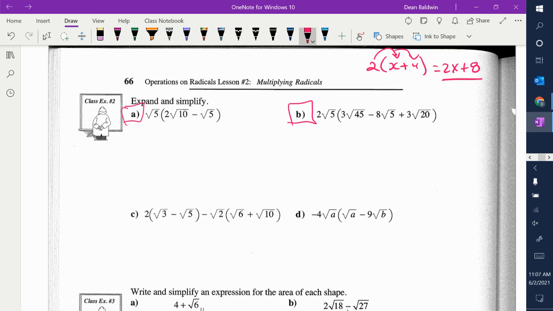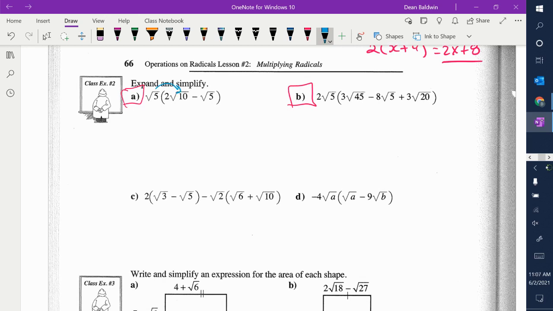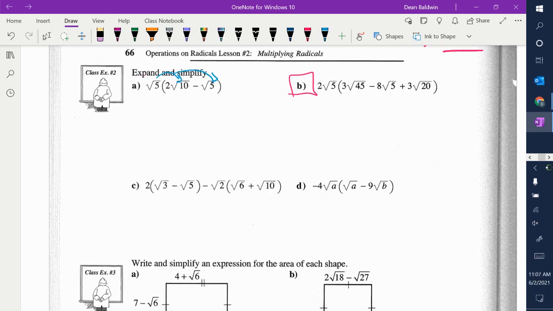Okay. It's the same with this. We have a number on the outside with a bunch of stuff on the inside. So you multiply it in. This root 5 goes to that one and that one. And there's a 1 in front, right? If there's no number written, we know it's a 1. So I could go 1 times 2 is 2. What's root 5 times root 10? Root 50. So I get 2 root 50 minus what? Root 25.